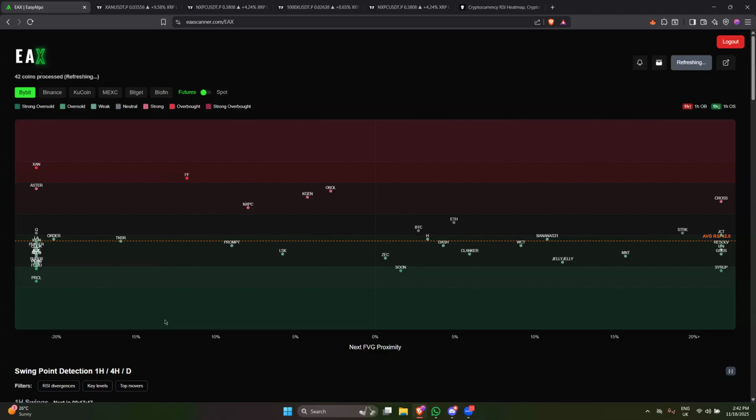So with Scanner X, you can catch the trend, and with the EAX, you can catch either the short or the long based on the movement. You can catch it on the outsides, basically. So two very different and amazing tools that work incredibly. There's always something to trade.